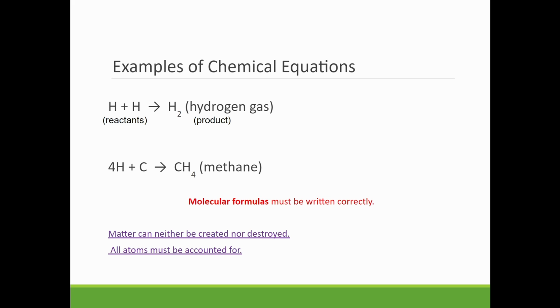So molecular formulas must be written correctly and balanced. Notice in the first chemical reaction where we have 2 hydrogen on the left and 2 hydrogen on the right, that we have the same amount that we started with on both sides. So we begin and end with the same amount of matter. That's very important because matter can neither be created nor destroyed, and all atoms must be accounted for and balanced.